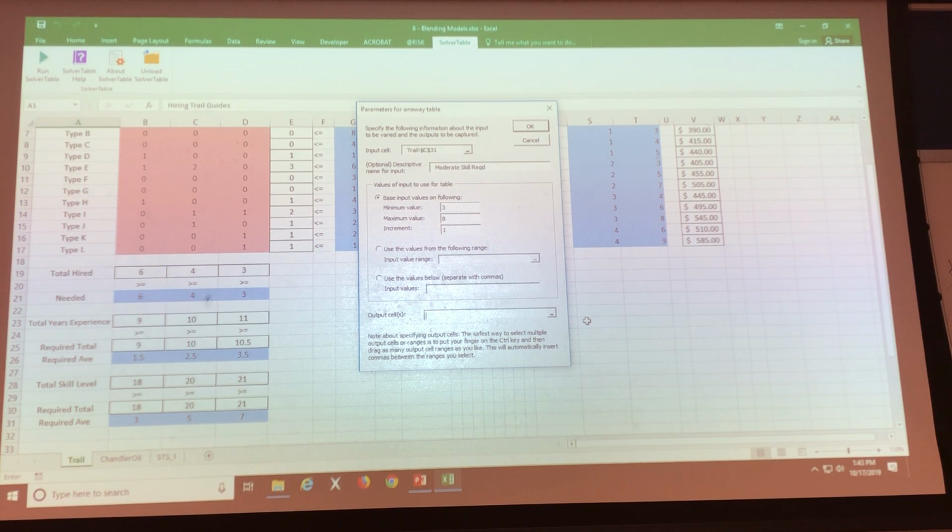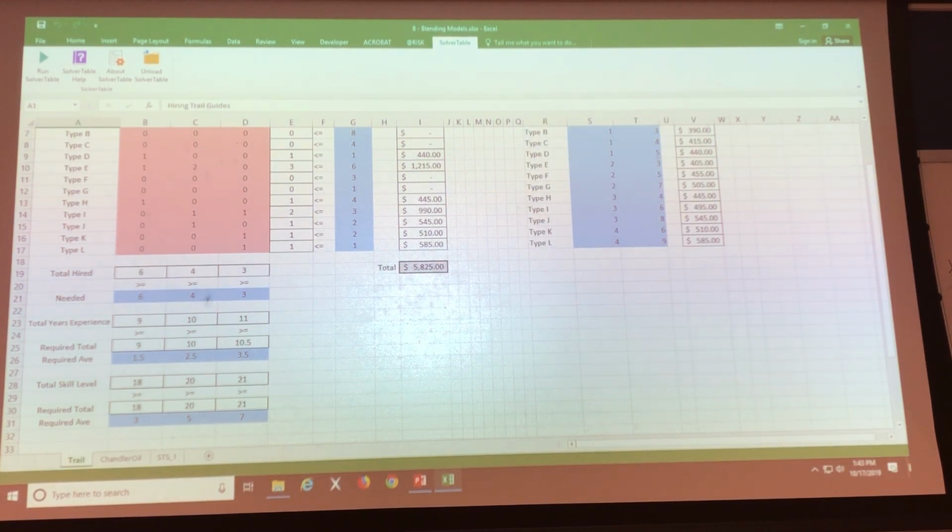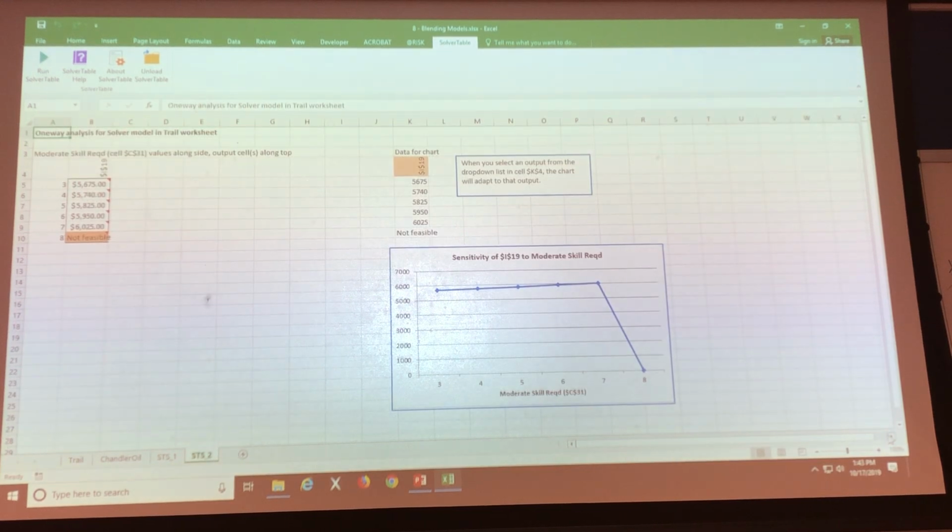And I kind of already said this, but what is the output? Wages? Yeah, that payroll, that weekly wages, whatever you want to call it, right there in I-19. Because it's telling us how much does varying that cost. How much does each additional cost? So the answer is in the cost of it. And so that's C31 going from 3 to 8 in steps of 1, looking at I-19 as the output. It's not a very big solver table, it shouldn't take too long.